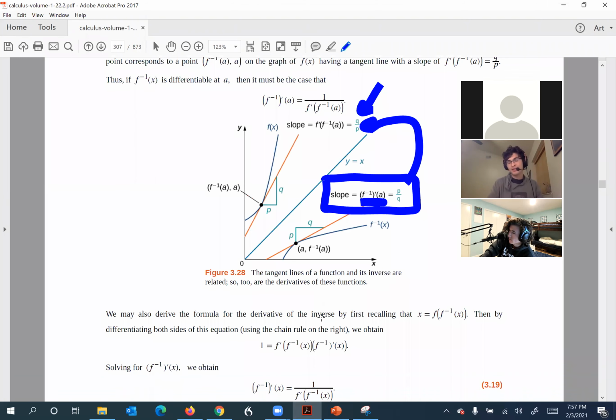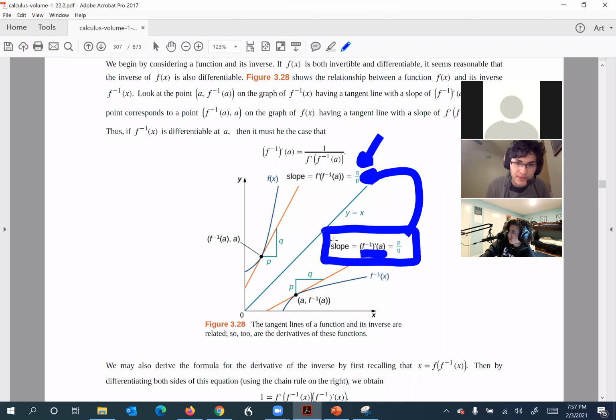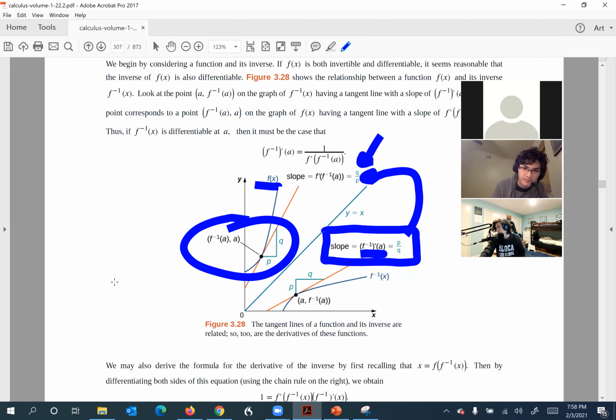Okay, so the trick is that you have to recognize that the slope of the derivative of the inverse of A is the reciprocal. So here's our function right here. It's going up. You have a slope value, P over Q. If you switch the x's and y's, that means the slope is also going to switch. And so that means your P and your Q are going to switch to a Q over P, or vice versa.